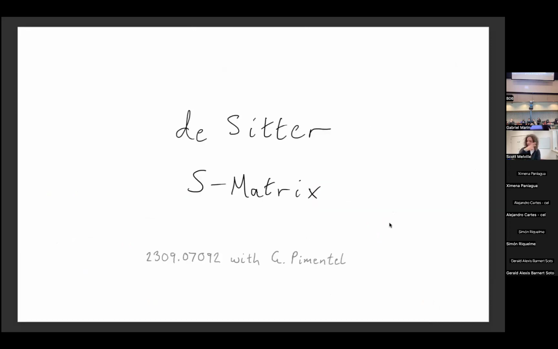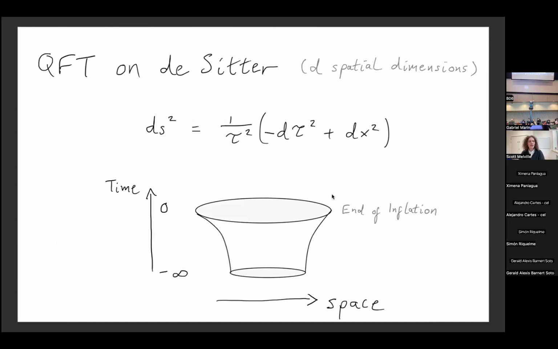Okay, good. So with that long introduction, now I want to describe some work I did with Guy Pimentel last autumn, where we wanted to define an S matrix, a scattering amplitude, for a de Sitter expanding spacetime. So now we're going to change gears, and instead of one-dimensional quantum mechanics, we're going to talk about quantum field theory on a d-dimensional de Sitter spacetime background.